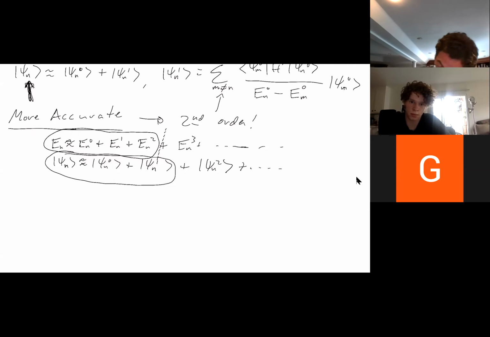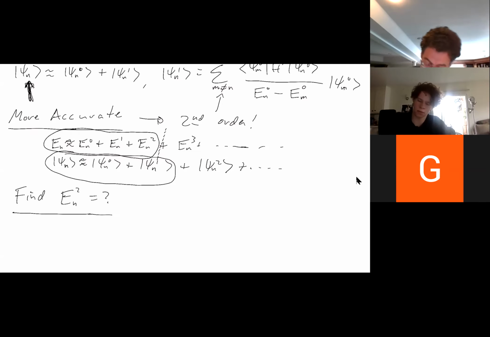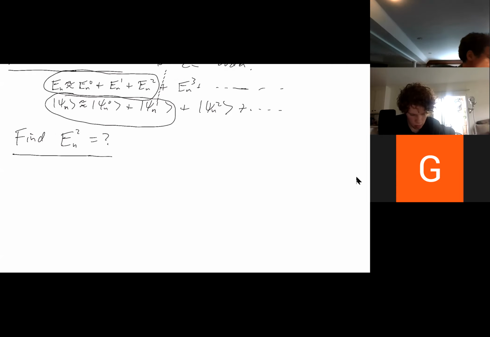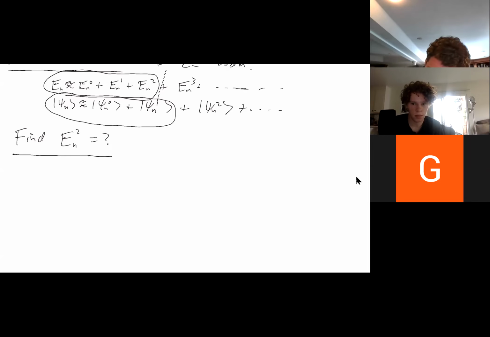Okay, so let's do the second order correction to the energy. So let's find the second order correction to the eigenenergy using perturbation theory. And so to do that, what we have to do is go back to those perturbation expansion equations that we derived, and we got to use them.